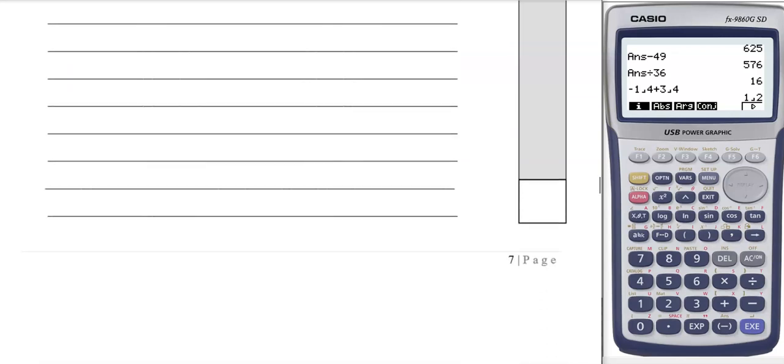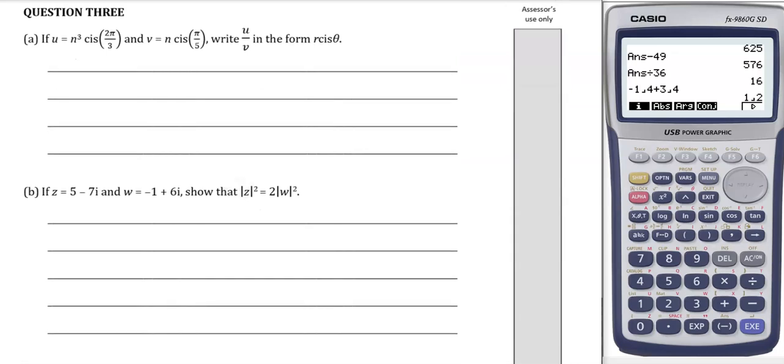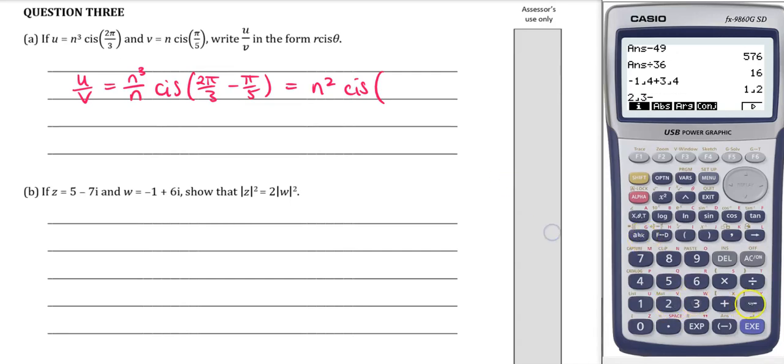Okay, question 3. For u over v, we are dividing complex numbers in polar form. That means that the modulus gets divided and the argument gets subtracted. So that'll be n cubed over n is n squared, cis 2/3 minus 1/5 will be 7 pi by 15.